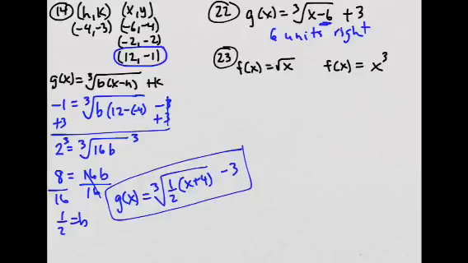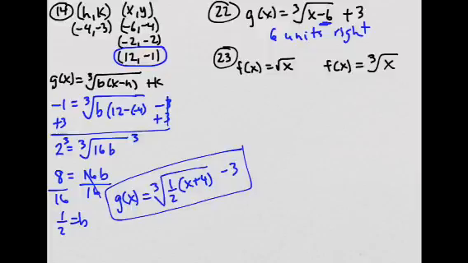For number 23, it's asking you why does the square root function have a restricted domain while the cube root does not. Is it cube root? Sorry, it's cube root. Let me change that. Not cubed. So, like that. Okay, so I cannot have negatives inside the square root. Cannot have negative numbers in here because they are not real numbers.